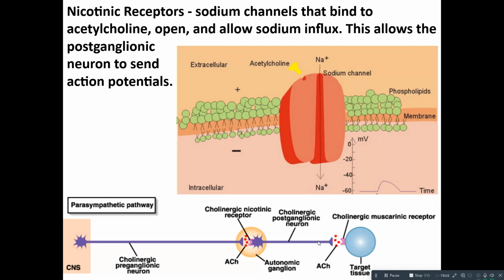And by the way, this receptor is called a nicotinic receptor because not only does it respond to acetylcholine, but it also responds to, you guessed it, nicotine.